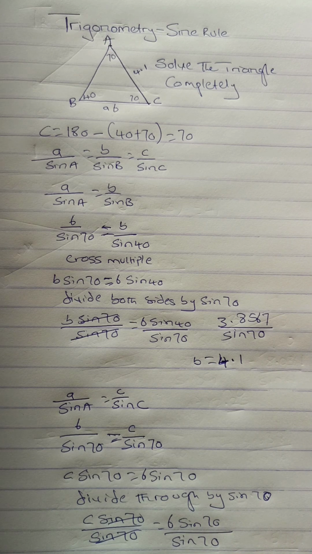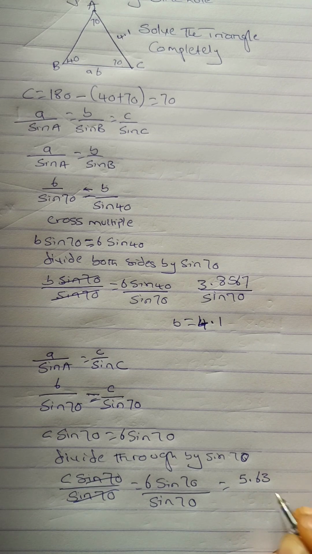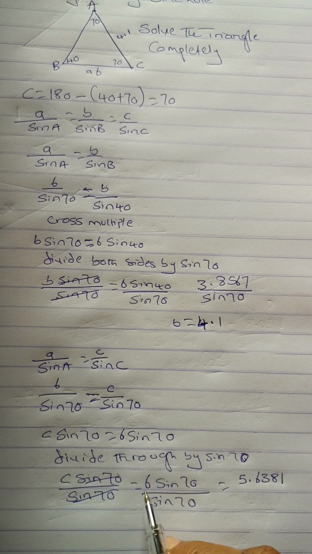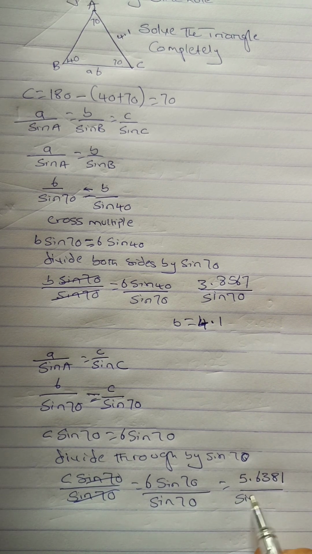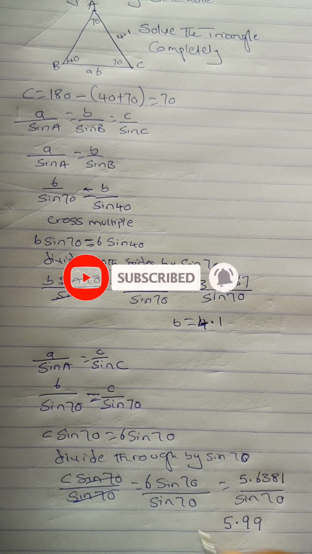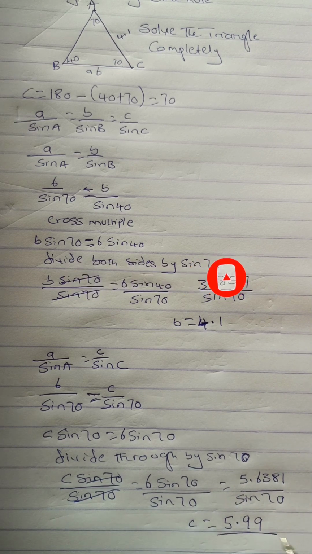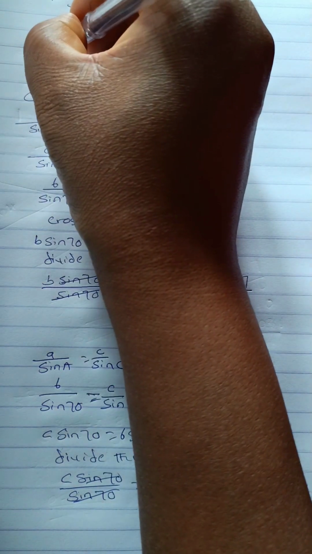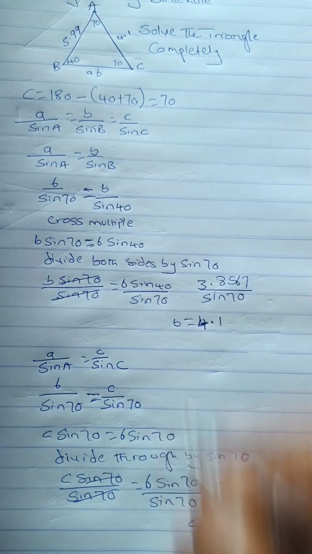So now when you use your calculator and you press 6 times sine 70, you will have 5.6381. Now divide it by sine 70 and you will have 5.99. So this is our small c, 5.99. So we've solved for this.